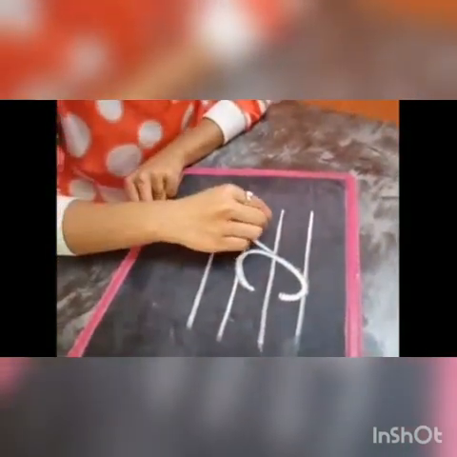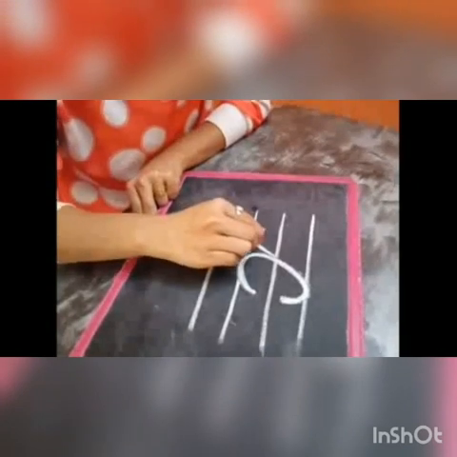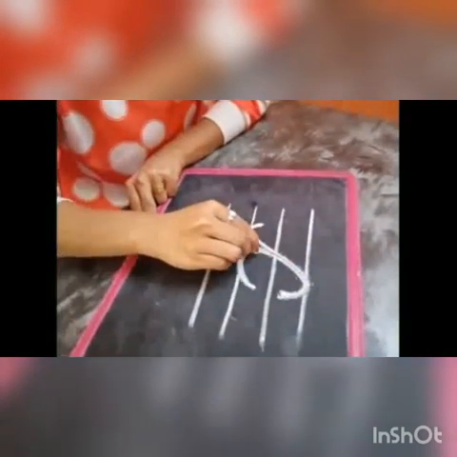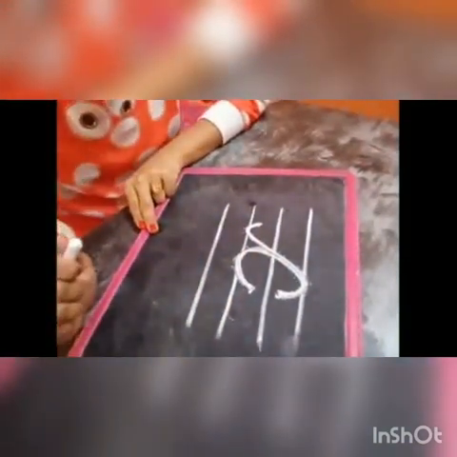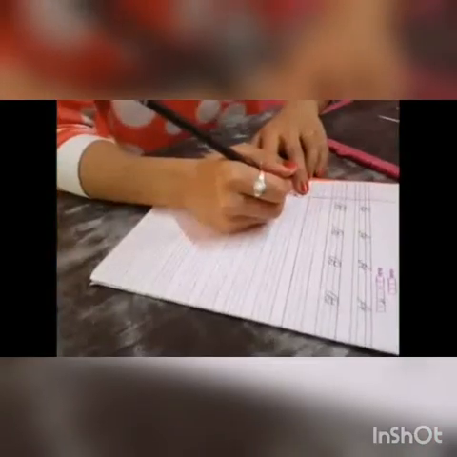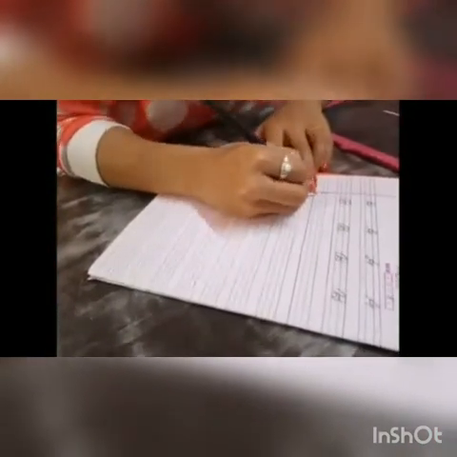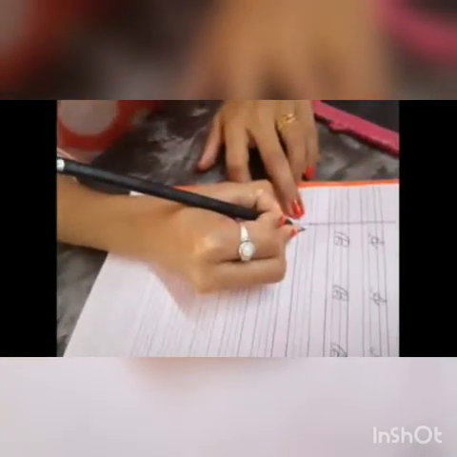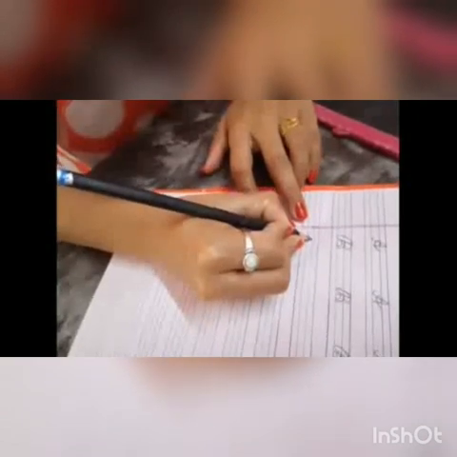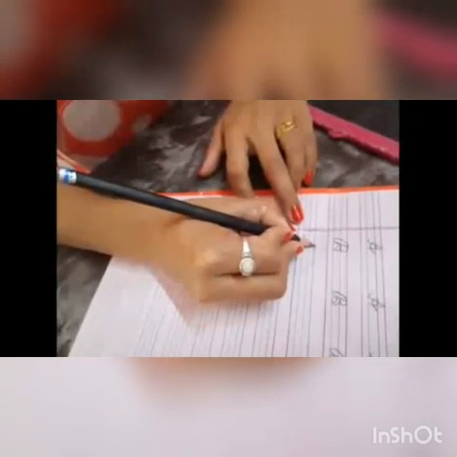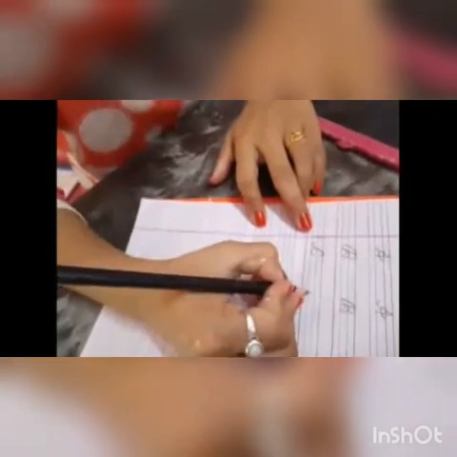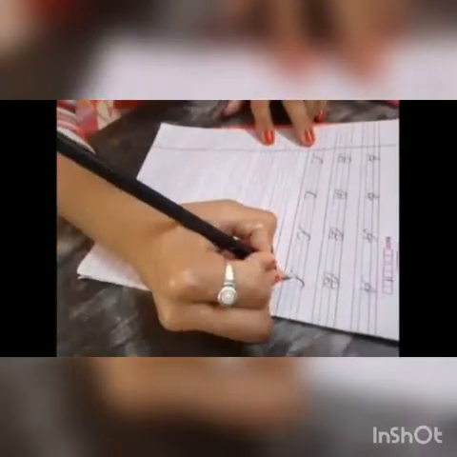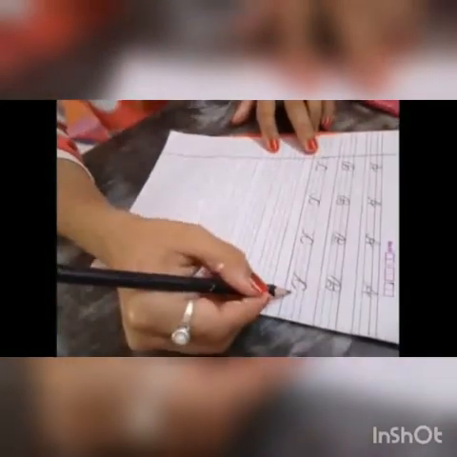Let's do it again. Start from here. Make a slight turn and come up. Make a curve. That's it. This is letter C. Let's learn it in the notebook now. From the third line, 1, 2, 3, keep your pencil here. Slight turn, go up, make a curve like this. Turn, half curve, curve. So this is about letter C.